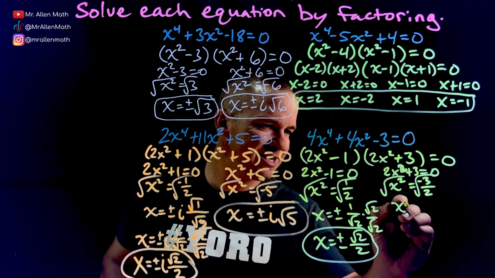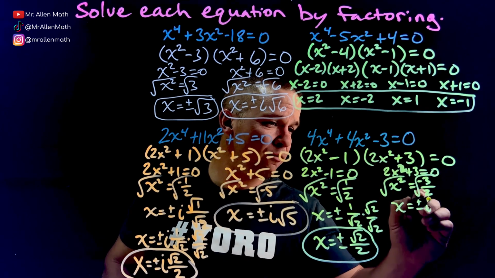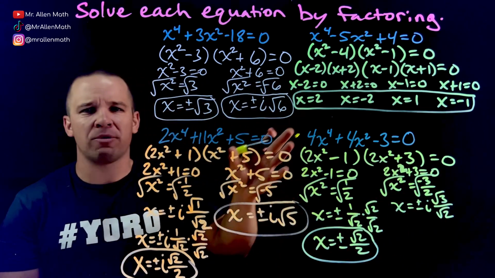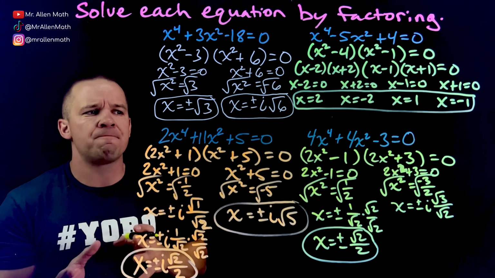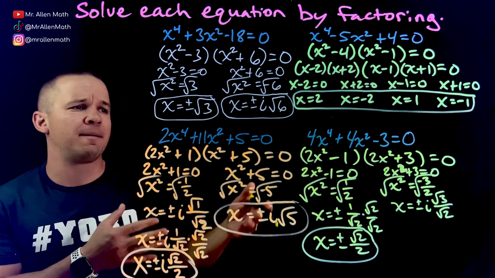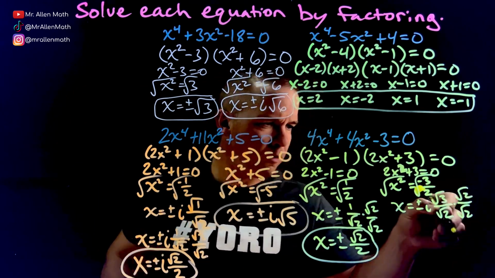So I'm going to get x equals plus or minus. It's a negative in there, so i. And then we have root 3 over root 2. Okay, I like to separate those because then it reminds me of how I want to rationalize. I need to multiply by the square root of 2. But the square root that's in the denominator is what I'm multiplying by. So we're going to do that. Root 2 over root 2 there.